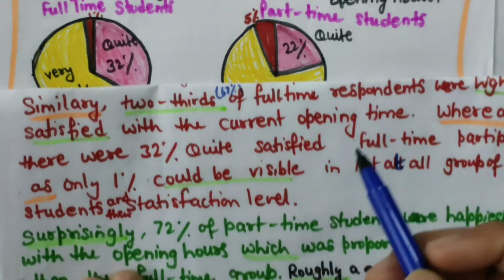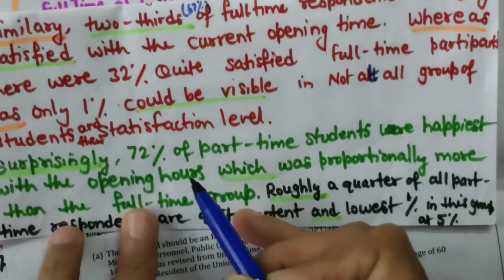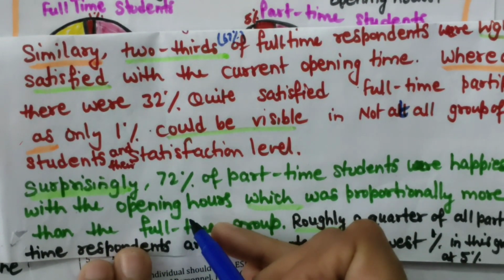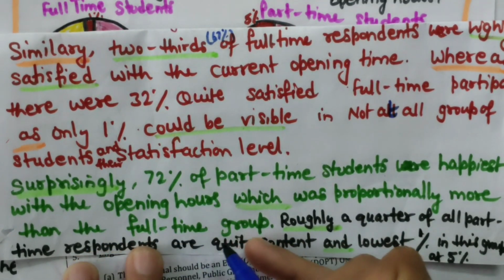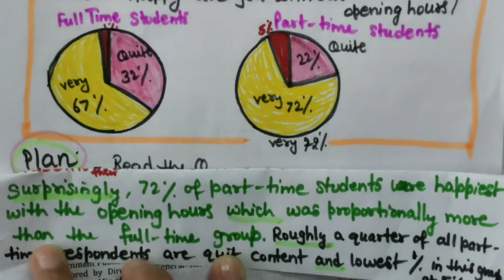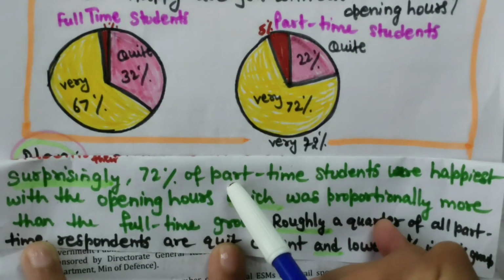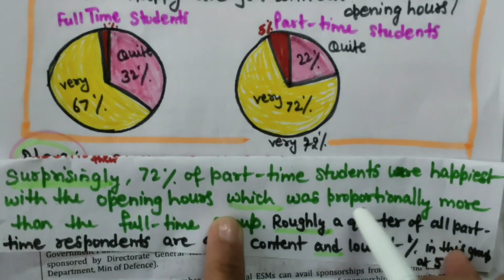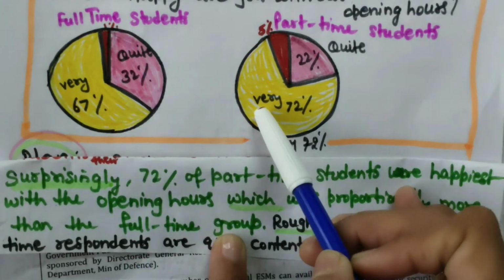Okay, what about this? Surprisingly, 72% is here. 72% of part-time students were happiest with the opening hours, which was proportionally more than the full-time group. See this, I will just show it to you. 72%, we have to talk about 72%. Surprisingly, 72% of part-time students were happiest with the opening hours, which was proportionally more than the full-time group.